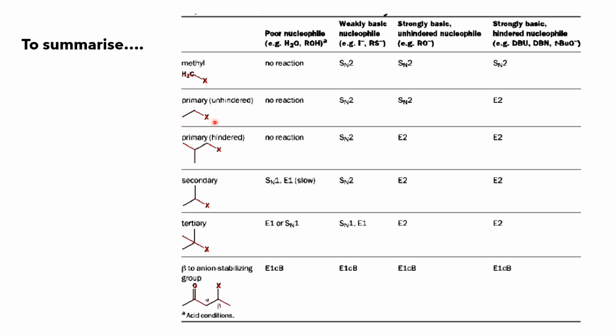Instead, if you are having a primary alkyl halide, which is an unhindered one, then when you are having a weak or strong basic nucleophile, substitution will be taking place. And when you are having a strongly basic nucleophile, which is also hindered, then you can get an E2 elimination. In a similar way, you can have different combinations of substitution and elimination reactions. So this is a very important table that you can note down.